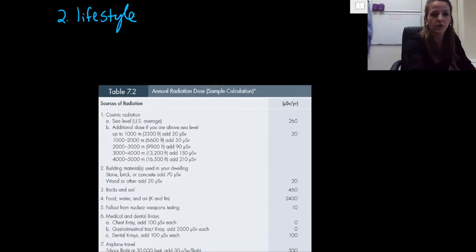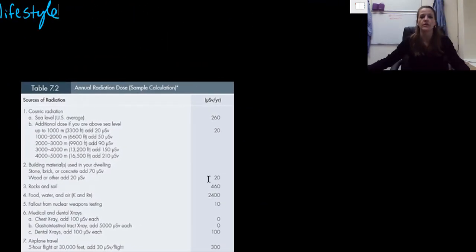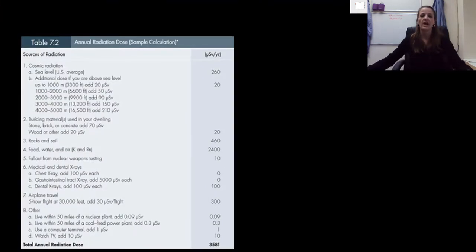And so what I want to do is look at a table of annual radiation dosages. What I have on the left side are just sources of radiation, and the right side are your microsieverts per year. So this is an annual dosage. So for this sample person, they're around the sea, so they get some radiation from the sea. They get some from the building materials, some rocks and soil. They're getting radiation from food and water, also fallout and nuclear weapons testing.